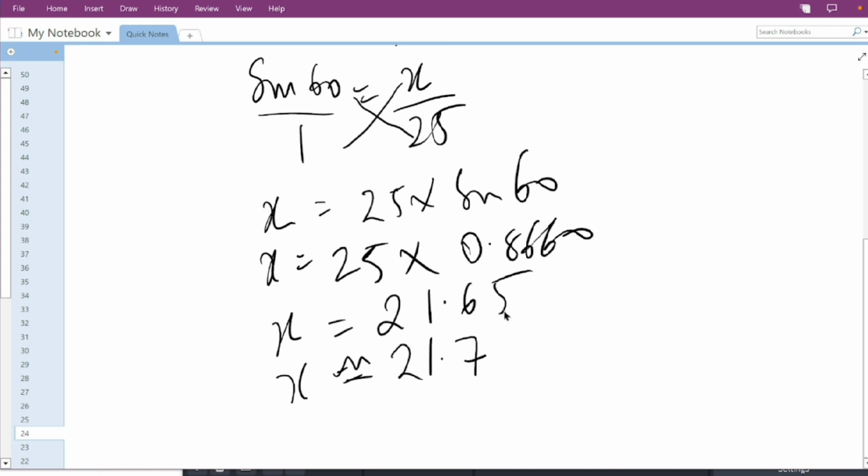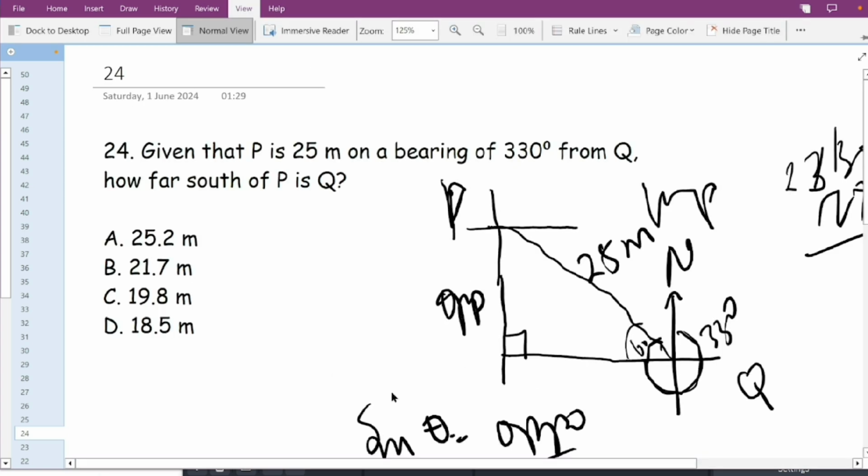Because when you are taking this 5, a number up to 5 and stopping at this 6, from 5 to 9, when you are rounding it off, you add 1 to the digit in front of it. This now becomes 7. So you have 21.7 meters. Our answer is B.